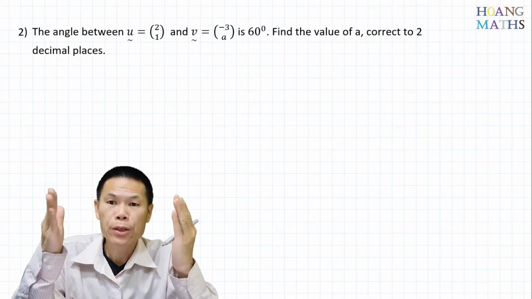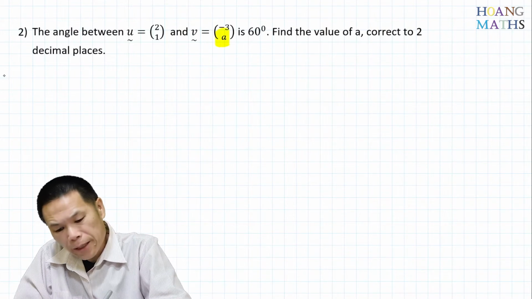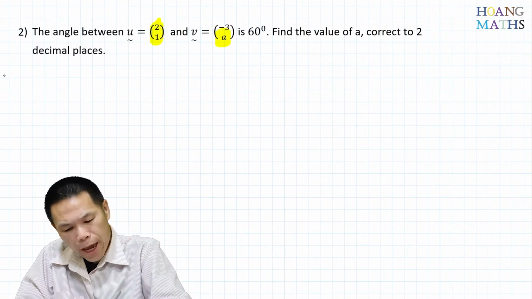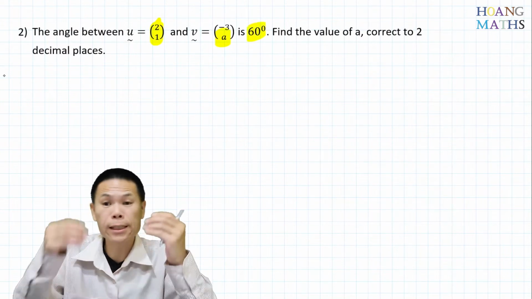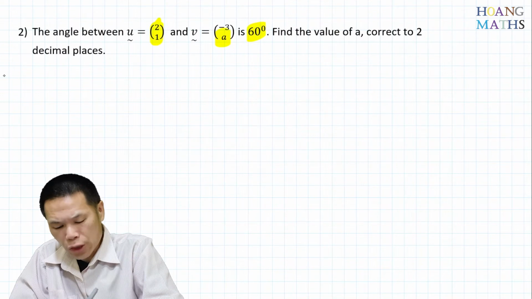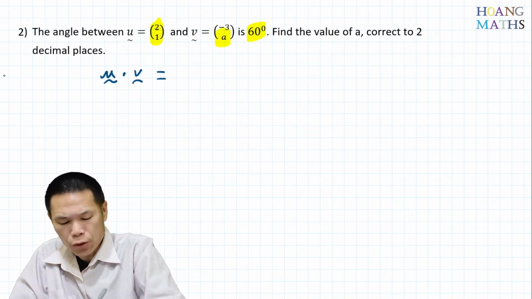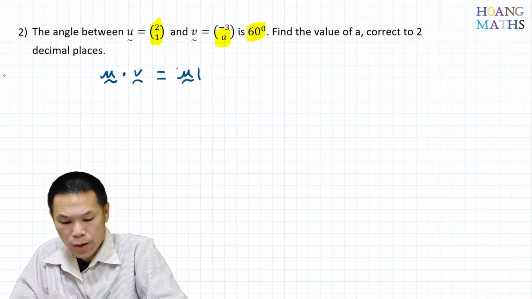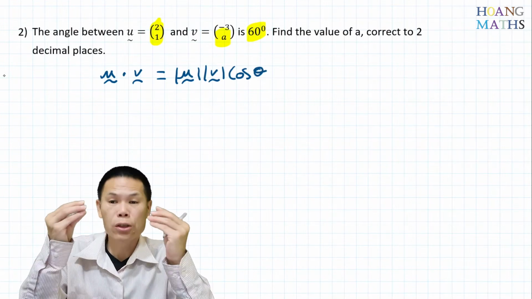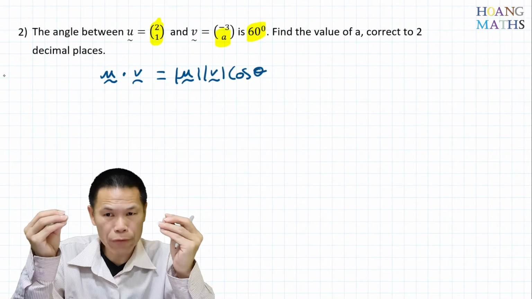Second one. We need to find the value of a. So given vector u is this, and the angle between the two vectors is 60 degrees. So to work this out, first of all, we know that u dot v is equal to the magnitude of u times the magnitude of v and cos of the angle in between. So let me work out u dot v first.